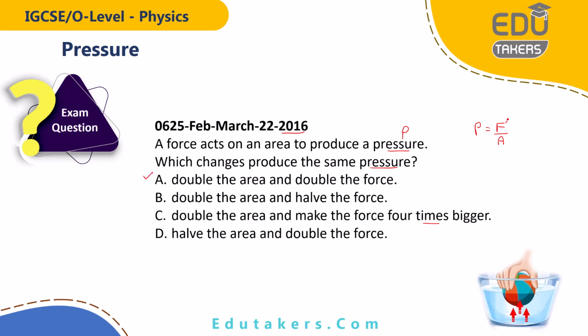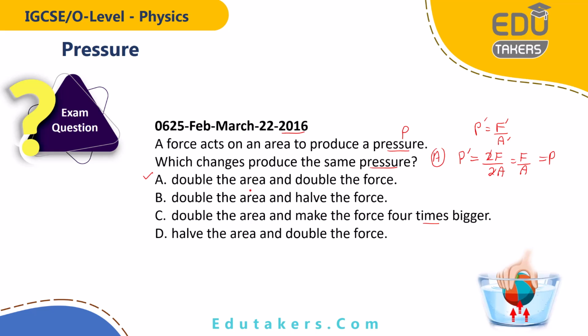So if I use the prime notation here, which shows the new values after change, then by considering option A, I write the new pressure, which is represented by P prime. It would be equal to the new force, which is double, so I write 2F, divided by the area, which is also double, so there is 2A. 2 cancels with 2. So here is F over A, which is the formula of the pressure. It means that the pressure does not change, it remains the same.